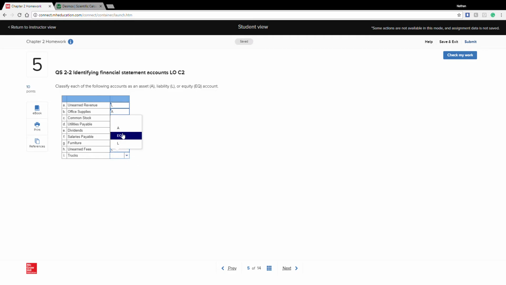Then trucks. Anything that's specific, furniture, trucks, buildings, all of those are another type of asset known as fixed assets. When it gives you a name of something we can physically touch and use, those are going to be automatic assets.